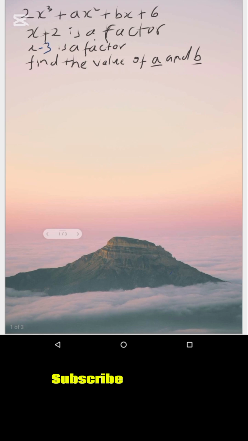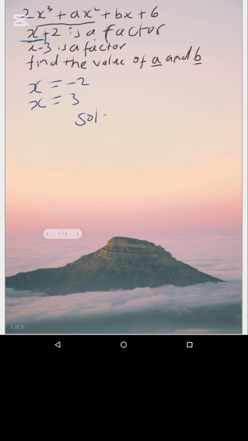Now, when you say that x plus 2 is a factor and x minus 3 is a factor, it means when you substitute the value of x into this polynomial, we'll get 0. So let's get the value of x from the first factor, where our value of x will be negative 2. Then our value of x from the second factor will be 3. Now, to get the values of a and b, we substitute.